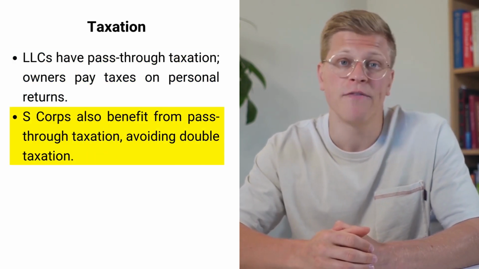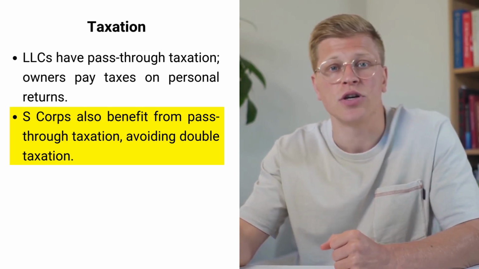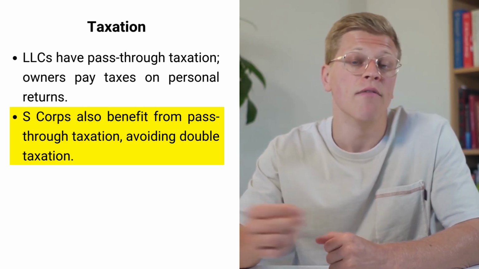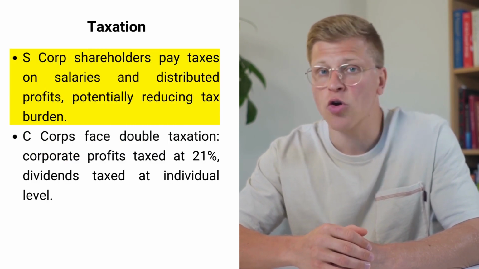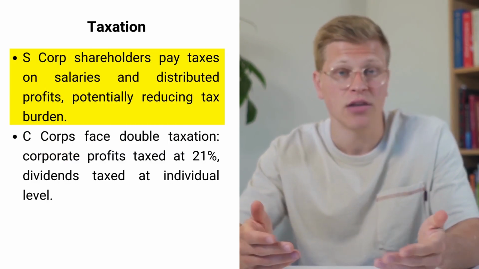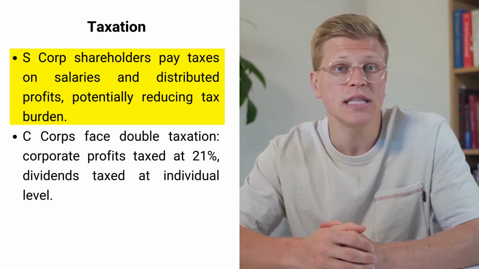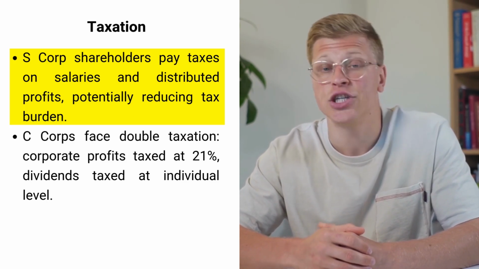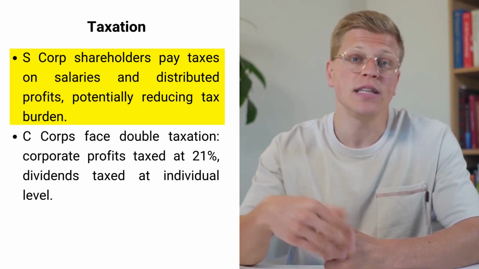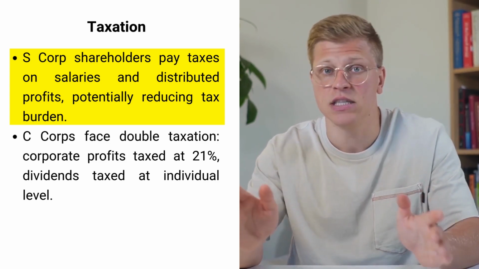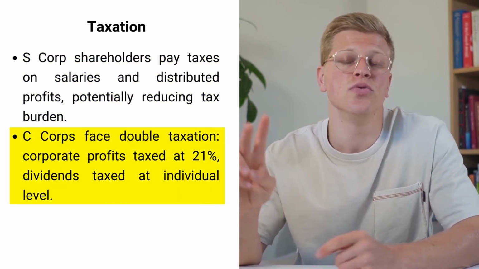S-Corps also benefit from pass-through taxation, allowing income to be reported on the shareholders' personal tax returns. This avoids the double taxation faced by C-Corps. Shareholders of S-Corps only pay taxes on their salaries and any profits distributed to them, potentially reducing their overall tax burden. Additionally, S-Corp owners can save on self-employment taxes as only their salaries, not the entire business profit, are subject to these taxes. C-Corps are subject to double taxation.